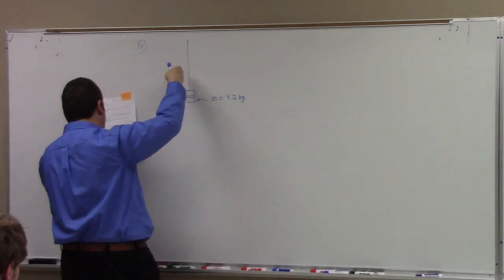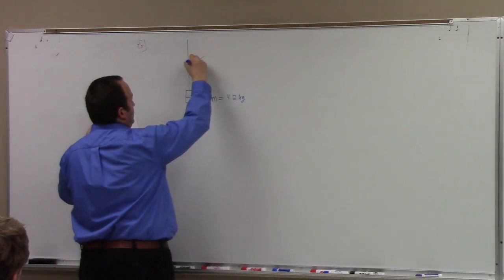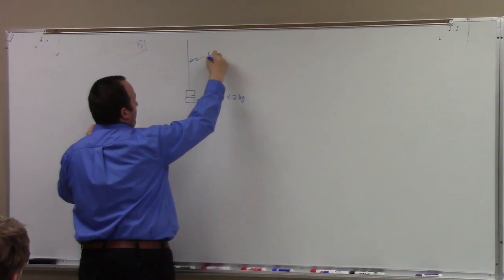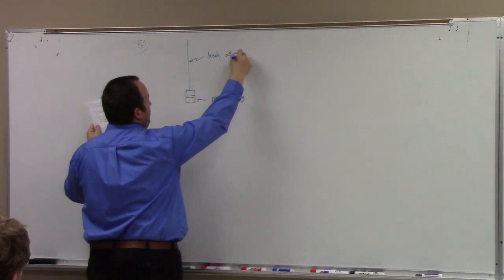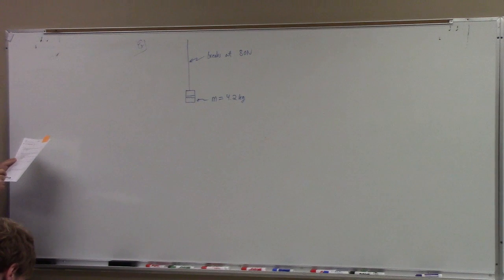The cord, the rope, doesn't have much mass, but this breaks at 80 newtons. So if you put more than 80 newtons on that thing, it's going to snap. The question then is to find the maximum upward acceleration that can be given the bucket without breaking the cord.